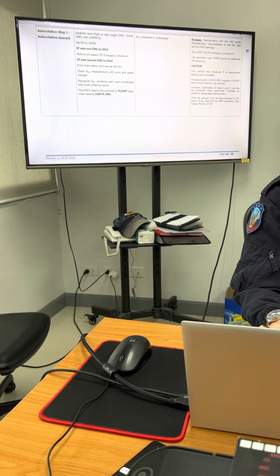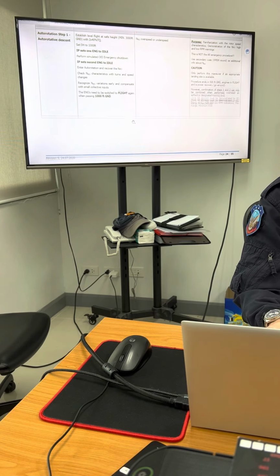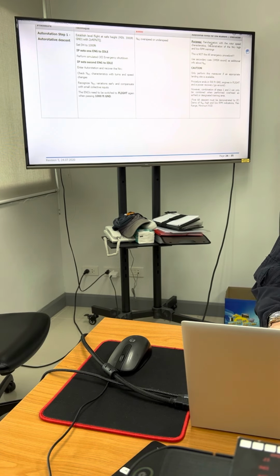Okay, for this, so this is not the auto rotation emergency procedure. The purpose is just familiarization with the rotor speed characteristic, demonstration of the NRO high and low RPM warning. That's all.